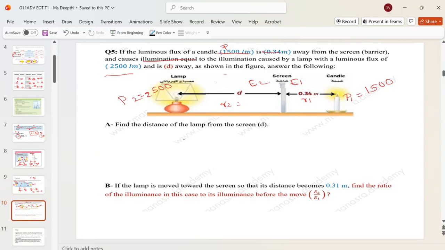So you will just use the equation E1 equal to E2. It's same as the previous question that I've solved. So I'm just going to skip the equation, skip everything. I'll tell you the answer. You can try for yourself.